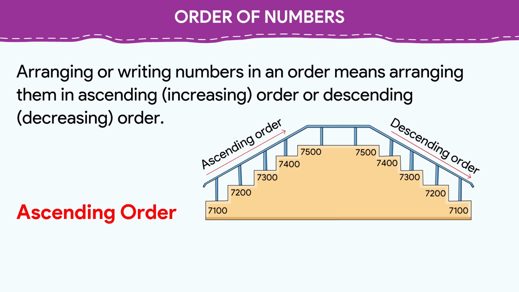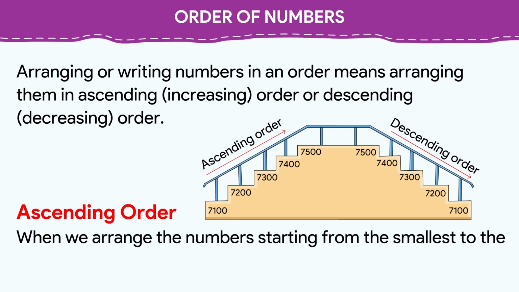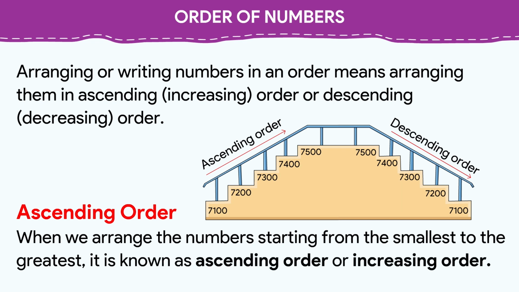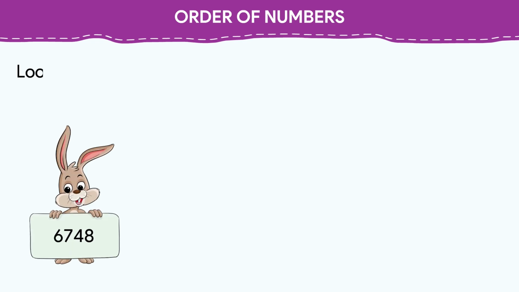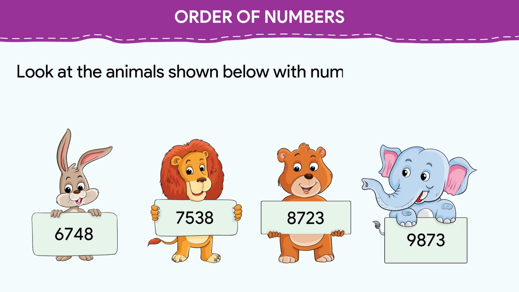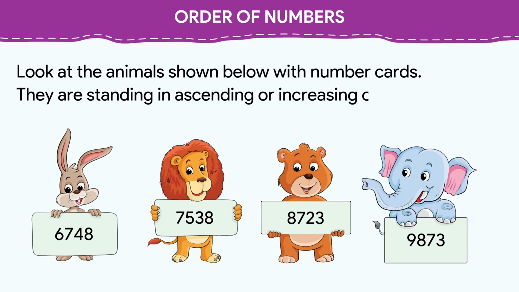Ascending order. When we arrange the numbers starting from the smallest to the greatest, it is known as ascending order or increasing order. Look at the animals shown below with number cards. They are standing in ascending or increasing order. 6748, 7538, 8723, 9873.